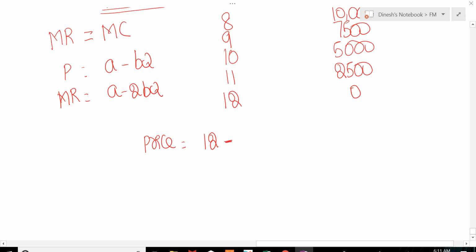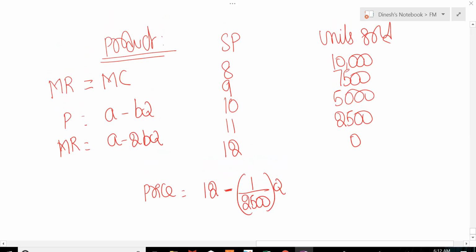B measures the rate of change between the units and the price. That is the rate of change. That is, if price changes by 1 rupee, units change by how much? 2500. So my B is equal to 2500 by 1 or 1 by 2500. Which one is right? I'll explain now why it is 1 by 2500.